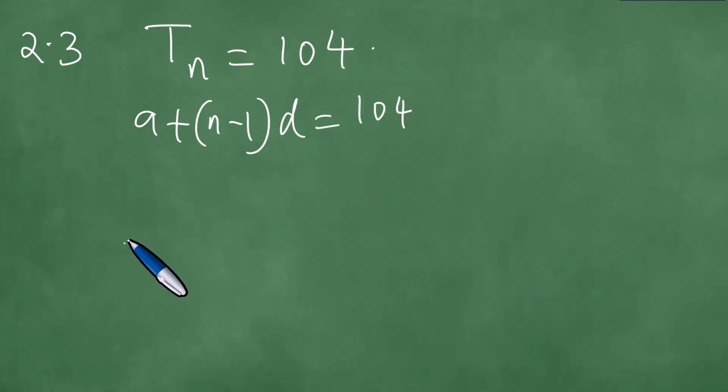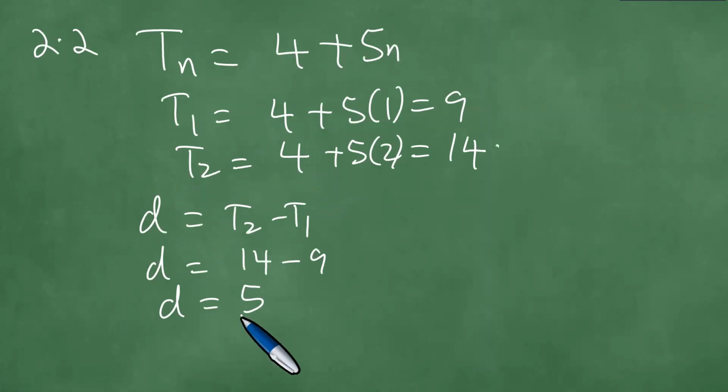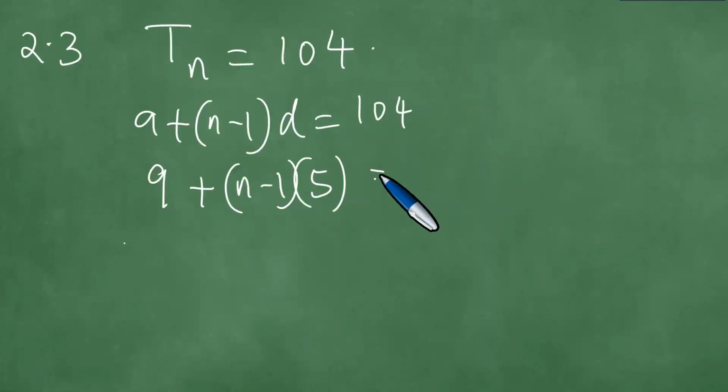What is the first term of this sequence? We've already got the first term. What did we get the first term to be? We got it to be 9. What did you get the common difference to be? 5. Here's the common difference, 5. The first term, T1, is 9. And this is 104.